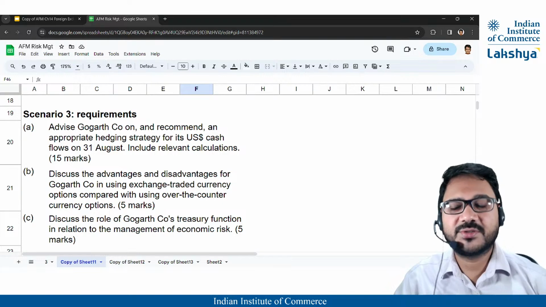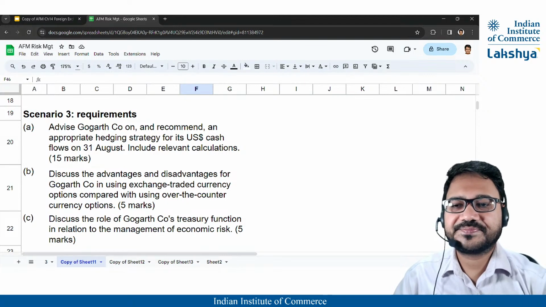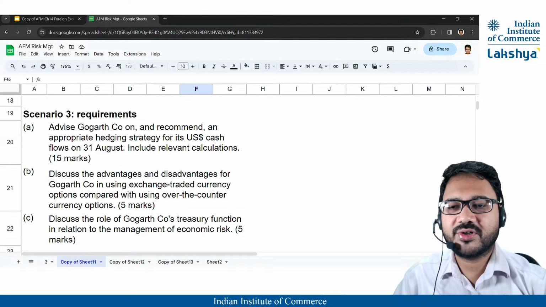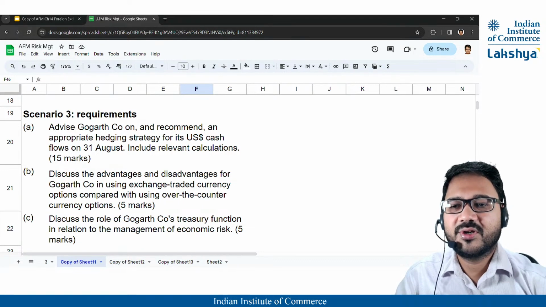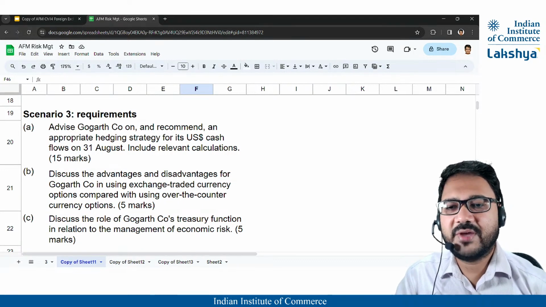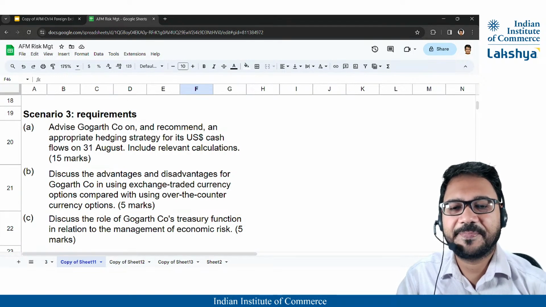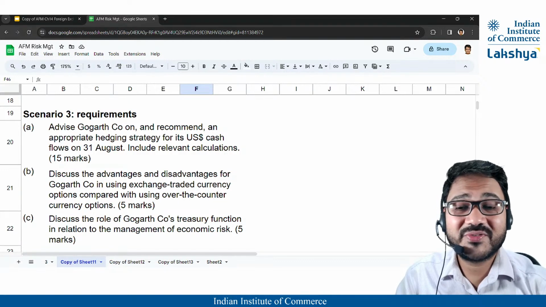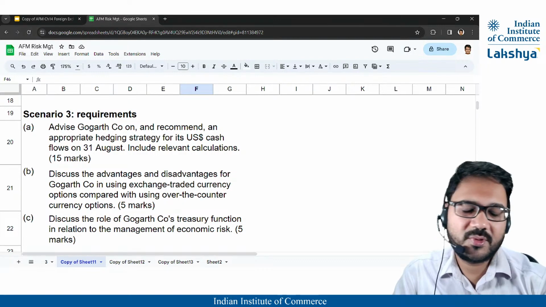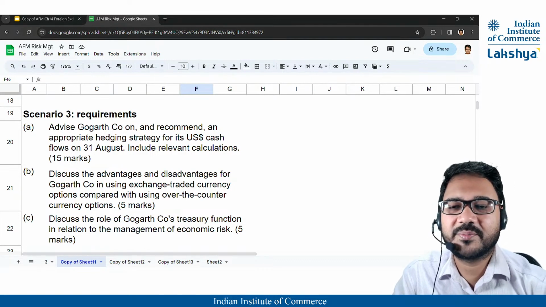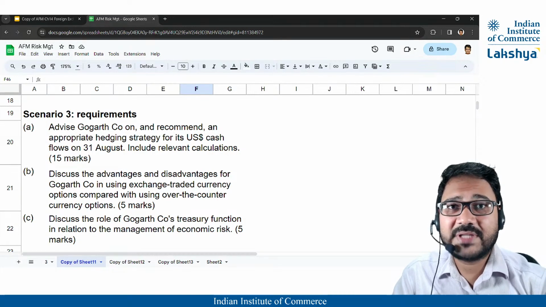This is a foreign exchange hedge. The one which we did previously was an interest rate hedge. Then part B says discuss the advantages and disadvantages of Go-Guard company using exchange traded currency options compared with OTC currency options. I think this question is from an old marking scheme, therefore there are no professional marks here. But in your exam, in one of the recent test papers, I had seen this question wherein part B was not asked, it was just part A and part C, which in that question became B, and then there were 5 marks of professional marks. So you see that your paper is actually shorter as compared to what it was previously.